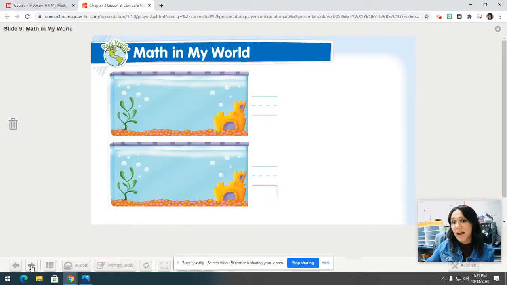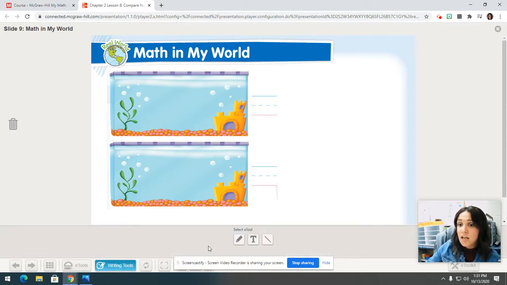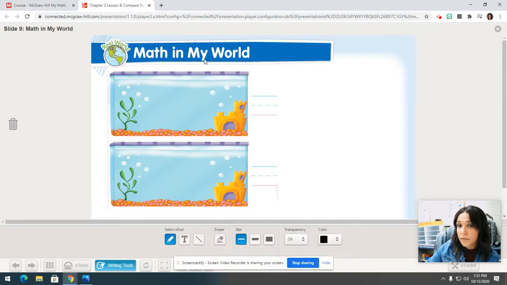Go ahead and grab your math worksheets. We're going to get started for today. So in my fish tank, Mrs. Schroeder went to the pet store. She wanted to get some fishes. She didn't want too many fishes, but she wanted more than one fish. While she was looking in the tank, she saw 4 little fishes in the first tank. Now I'm going to draw 4 fishes in my first tank.